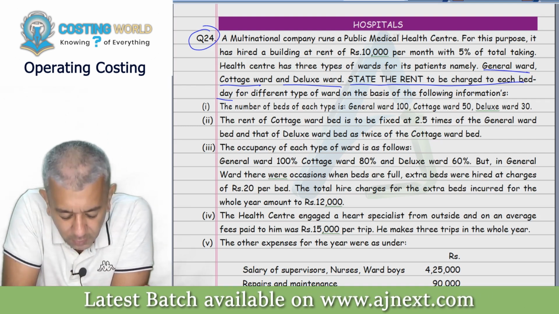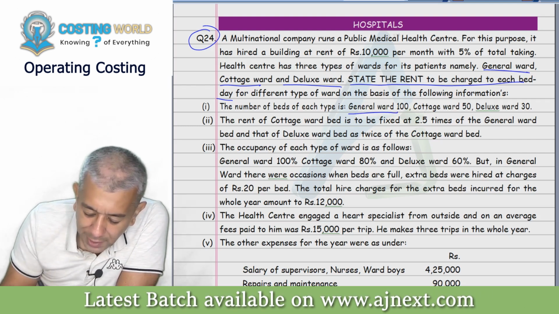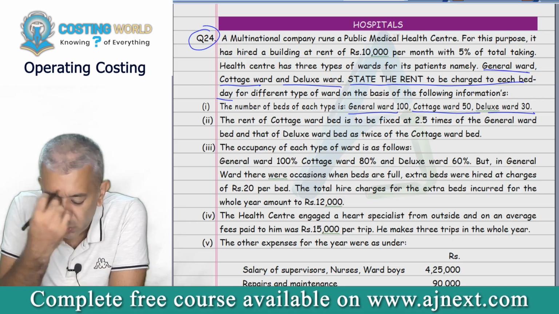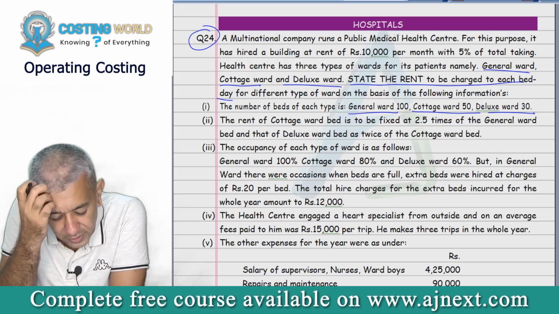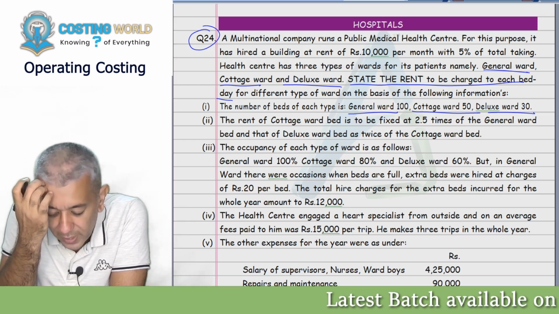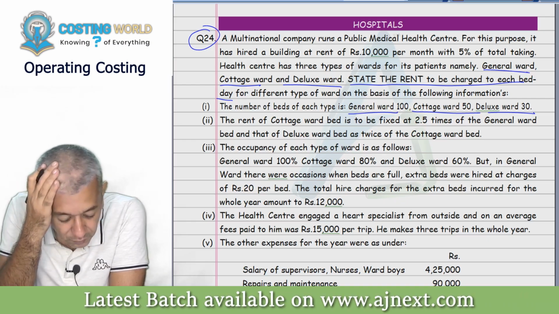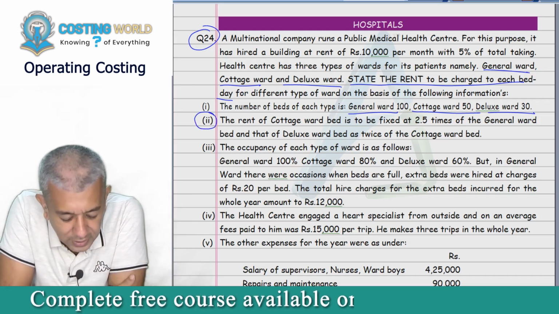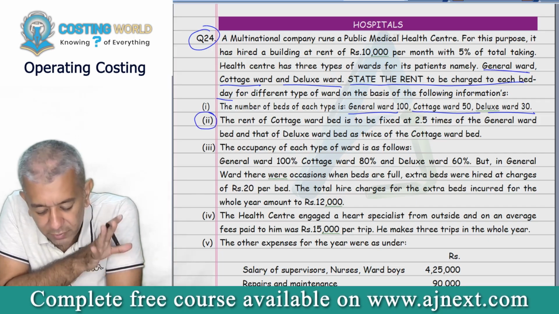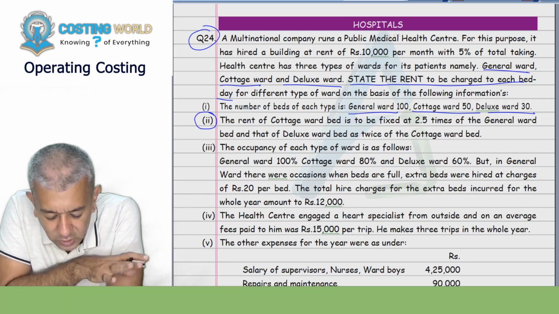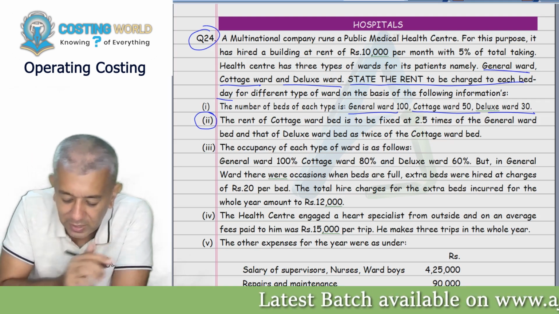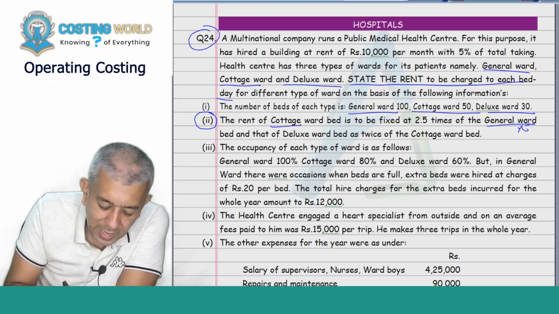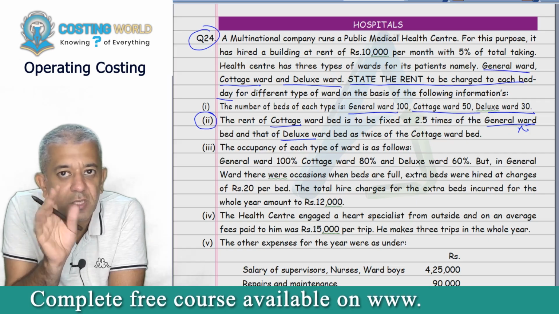Okay, further. The number of beds for each type of ward is general ward 100, cottage ward 50, deluxe ward 30. The rent of the cottage ward bed is to be fixed at 2.5 times the general ward bed, and that of deluxe ward bed is twice that of the cottage ward bed. Okay. So, like your last question, this thing I guess is quite clear. The rent of the cottage ward is 2.5 times of general ward, and that of deluxe ward is twice that of the cottage ward. So, can I say if general ward is going to be X, cottage ward will be 2.5X and deluxe ward will become 5X. Is 5X understood?